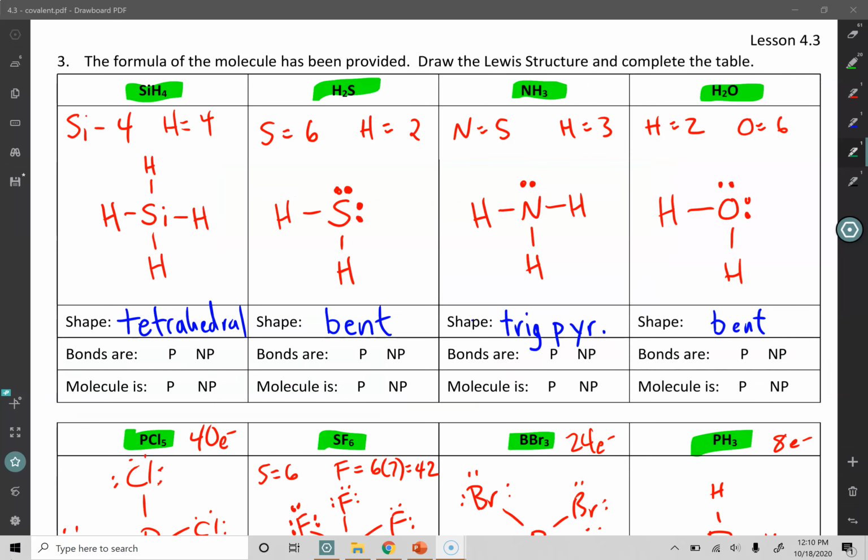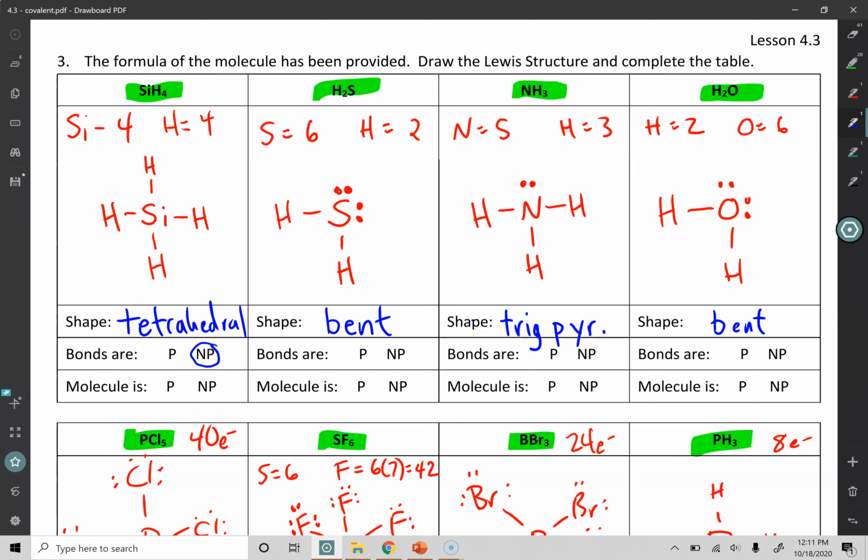I'm back over in the practice problems with lesson 4.3, and I want to just work on completely filling out this table. So we've gone ahead and drawn Lewis structures, we've predicted geometries. The last two rows in the table are for predicting bond and molecule polarity. So hopefully bond polarity, again, pretty easy. We've got, in this case, silicon bonded with hydrogen, very small difference in electronegativity, 0.3. That's going to lead us to a nonpolar bond.